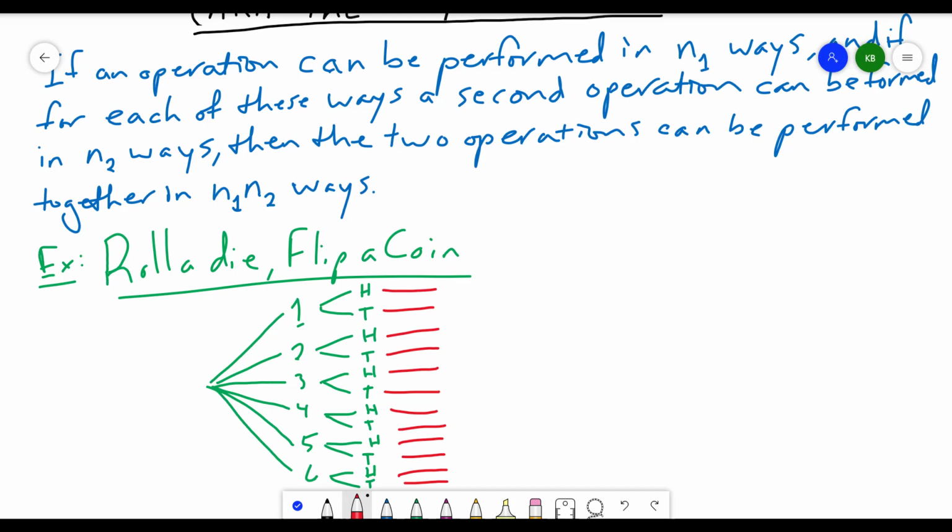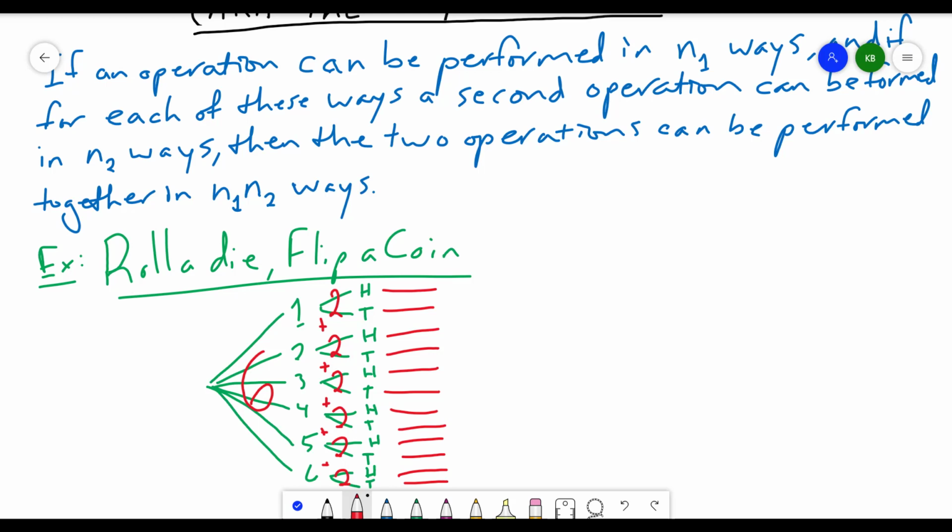So if you look at this initial part, I had 6 possible outcomes. And then for each of those outcomes, there were 2 outcomes possible. And if I look at how many sample points I have, I really have 2 plus 2 plus 2 plus 2 plus 2 plus 2. And I'm actually adding 2 to itself 6 times, which is the very definition of multiplication.